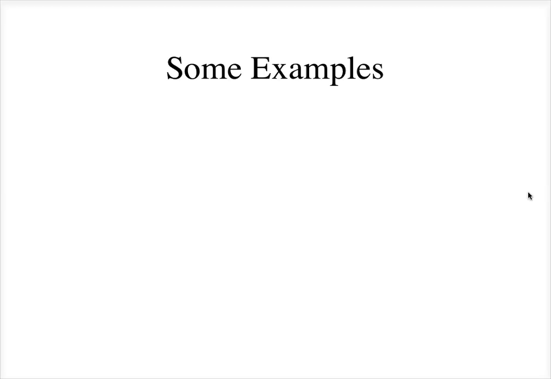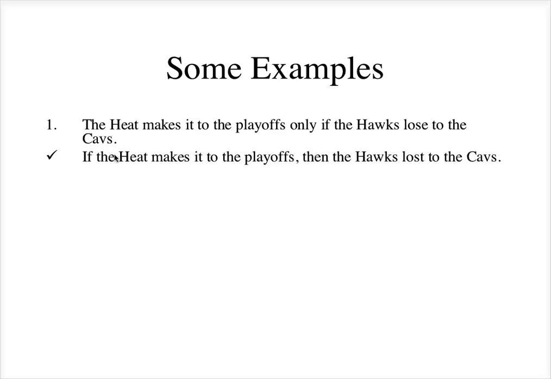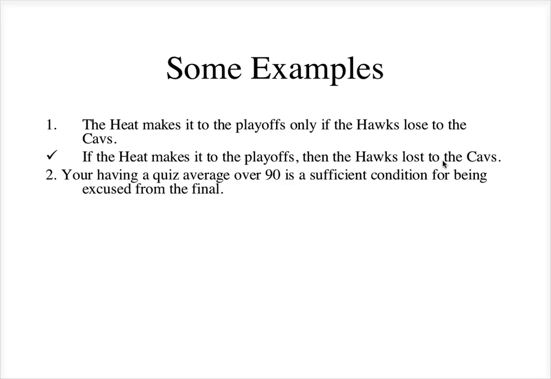Let's do some examples. The Heat makes it to the playoffs only if the Hawks lose to the Cavs. So this is an only if statement. We're going to leave the atomic statements here, the Heat makes it to the playoffs and the Hawks lose to the Cavs, in the order they are. So we'll rewrite this as if the Heat makes it to the playoffs, then the Hawks lost to the Cavs. And so you'll see sometimes you'll have to switch tense when rewriting it as a conditional.